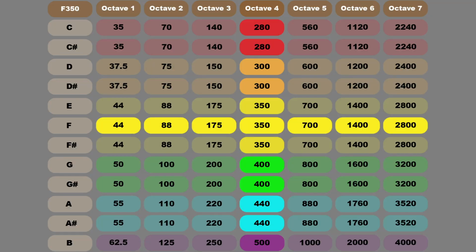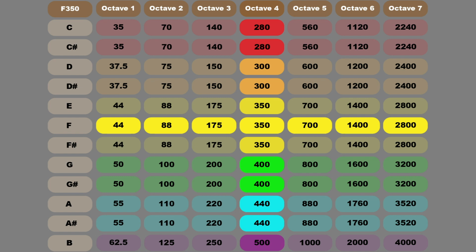So if we look at F4, we notice that it's 350 Hertz. E, F, and F sharp 4 all share the base number of 350. Now, if we go down to the D group, we see that D4 and D sharp 4 both use a base number of 300, which is 50 cents more flat, which makes sense because D is lower in pitch than E, F, and F sharp.